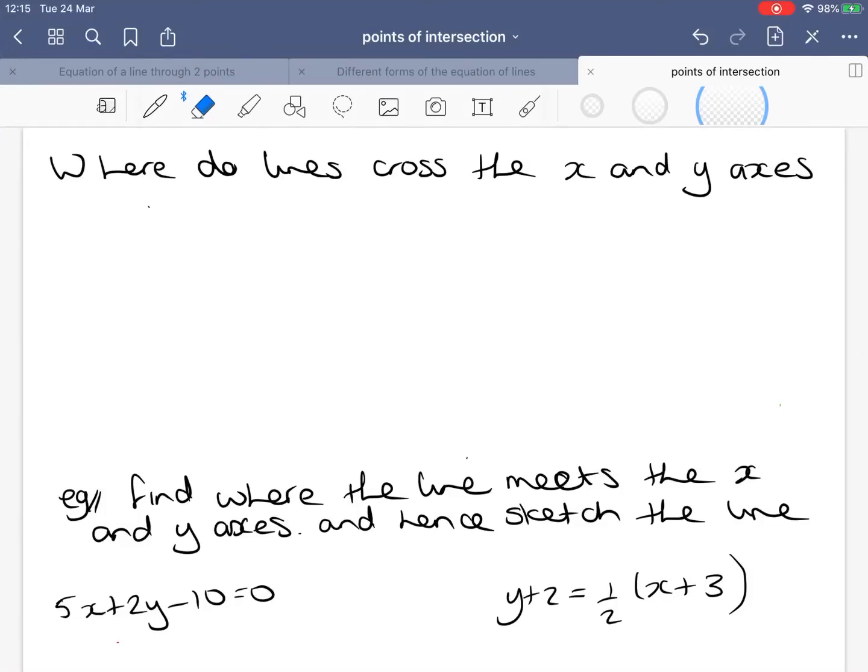Okay, so the second part of today's lesson is looking at where lines cross. So the obvious thing to do first is where does a straight line cross the x and y axis? And this usually comes down to something quite simple.